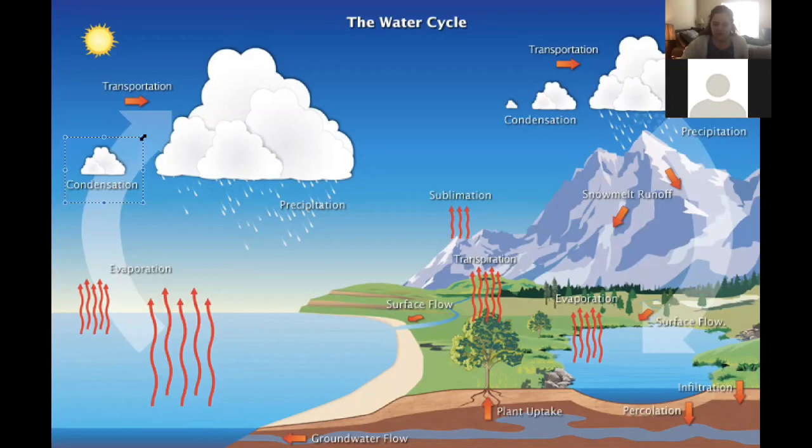Cool. Okay, so once the water has precipitated back down to Earth, there's two things that can happen to it. Remember one of them. One of them you were talking about when you get new tennis shoes, and it rains and then the mud goes, that's called the groundwater flow. Well, no, that's not the groundwater flow. It's plant uptake. No, not plant uptake.